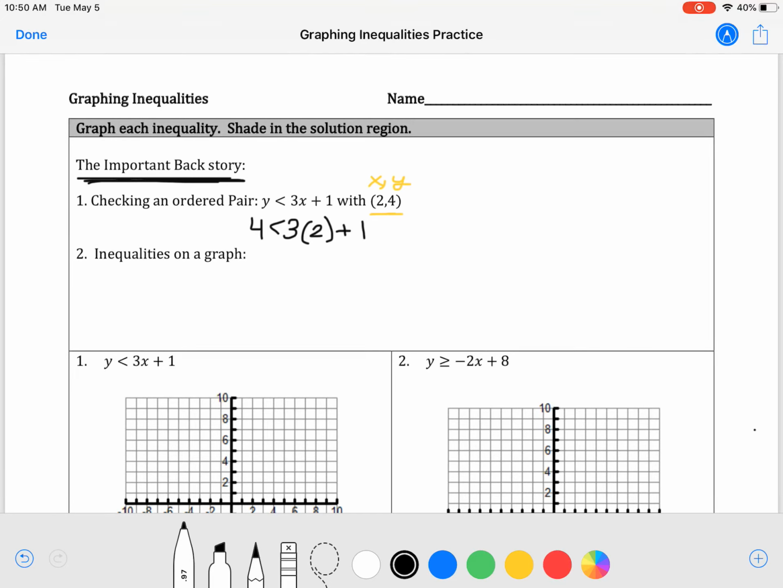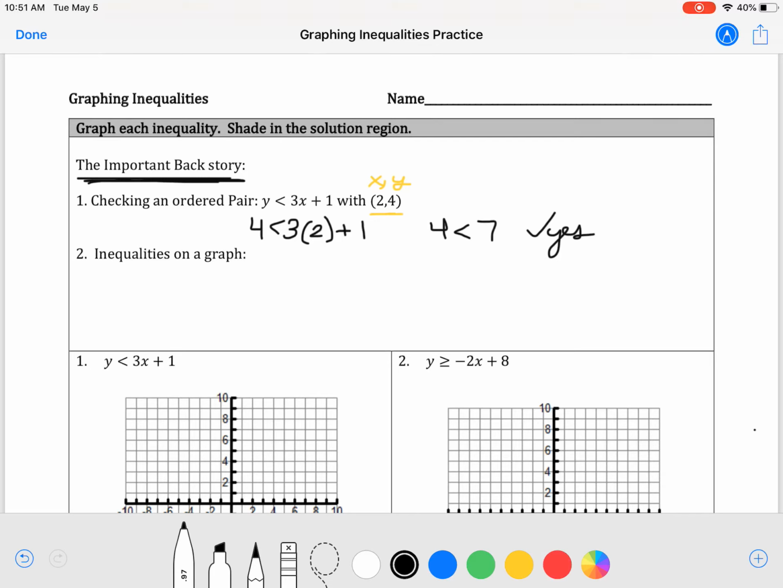Well, in order to figure that out, I'm going to have to say, on this right side, what's 3 times 2 plus 1? Well, 3 times 2 is 6, plus 1 is 7. And so I read that as 4 less than 7. Well, I think a lot of you would say yes, you'd much rather have 7 cookies than just 4. So yes, my ordered pair fits my inequality. So an inequality with two variables, an x and a y, is a comparison in a graph for your ordered pairs. That's really what's going on.